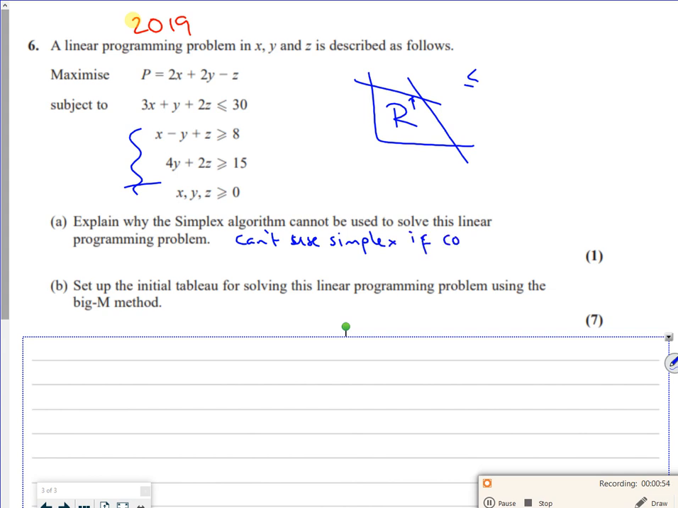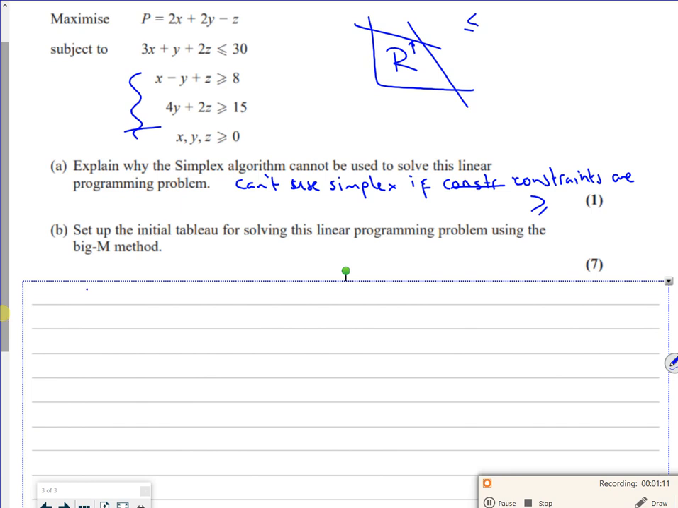if constraints, constraints is the right word, isn't it? Constraints are greater than or equal to. Right, so it says to set it up.